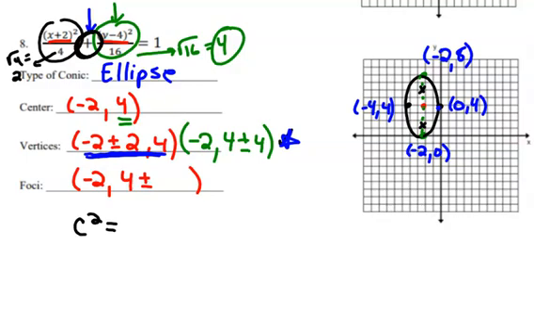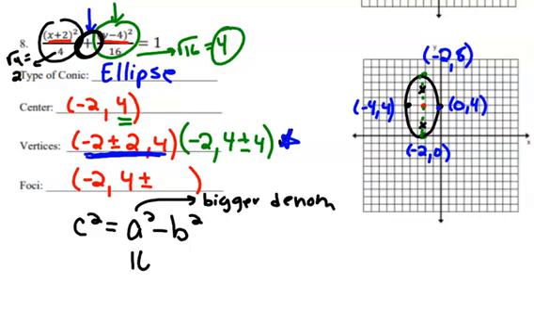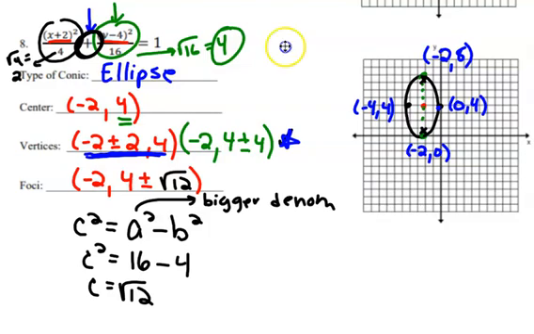Because this is a plus, we're actually going to subtract: a squared minus b squared. Now a squared is the bigger denominator. So when I look at the top, I've got 16 and 4. A squared is just the bigger of the two denominators. So c is the square root of 12. Now square root of 12 is 3 point something. So if I were to move these up, 1, 2, 3, it's just like right below the 4 there. Something like that would be where it is. Okay, so there's the ellipse.